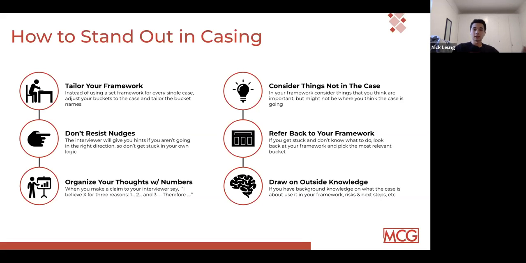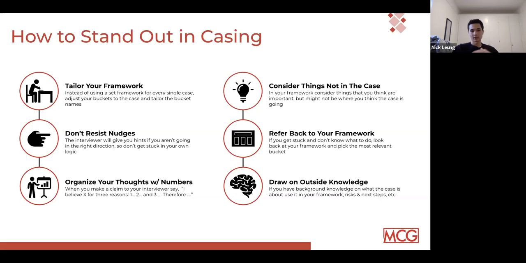Cool. The next is, I would say, organize your thoughts with numbers. So what do I mean by that? Again, one of the things being tested in casing is structure, and how well you can articulate yourself to the client, and how organized that articulation is. Whenever you make a claim to your interviewer, a good structure that I always use is, say you're making a claim, you would say, I believe X for 3 reasons.